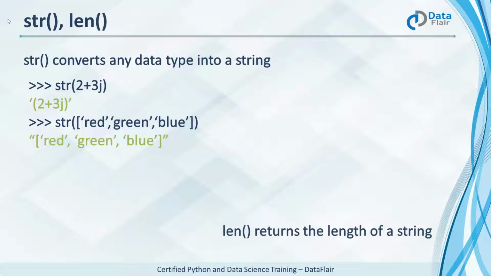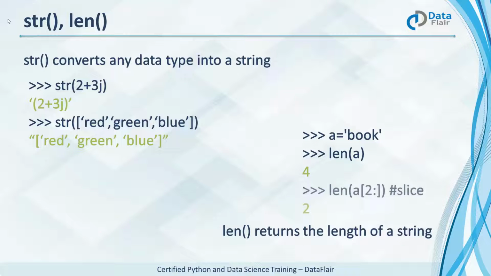The len function returns a string's length. A is the string book. How long is it? 4 characters. And how long is this slice from it? With the indices 2 and 3, the slice has a length of 2.